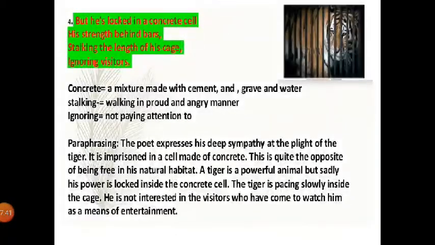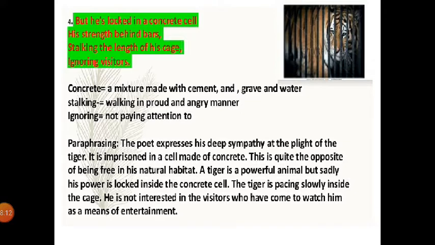The fourth stanza tells us: but he is locked in a concrete cell, his strength behind bars, stalking the length of his cage, ignoring visitors. The words concrete walls are used for the concrete cell in which the tiger is. Stalking means walking in a proud and angry manner, and ignoring means not paying attention to anything.